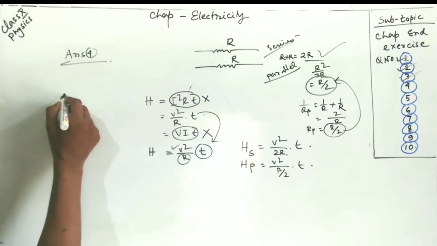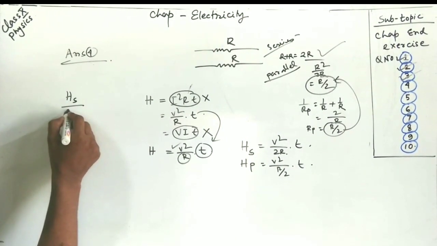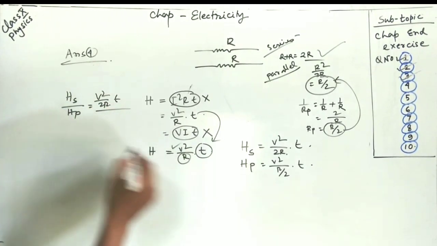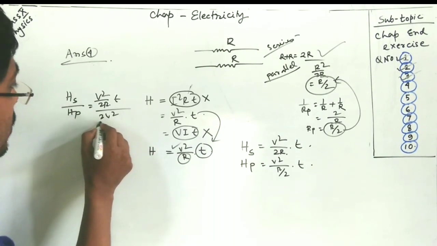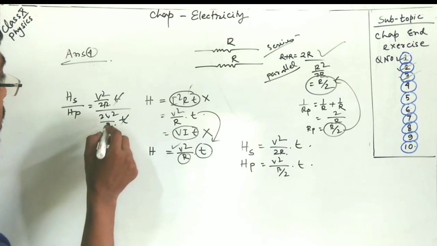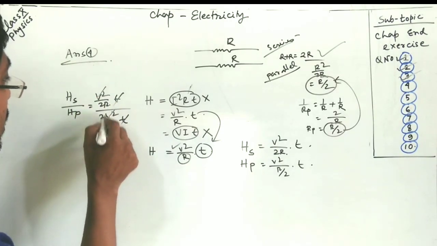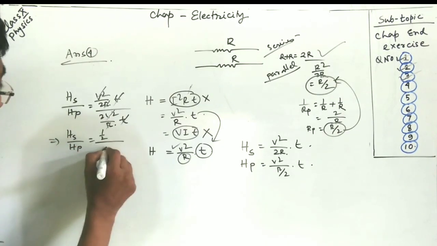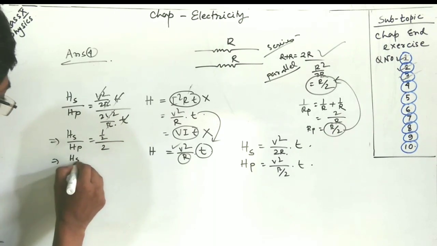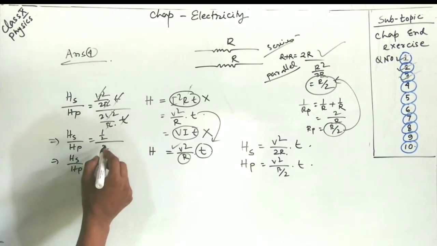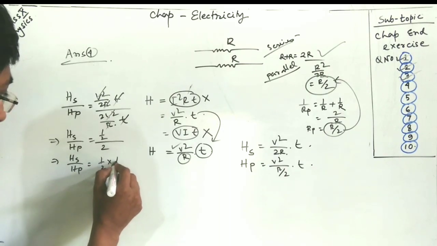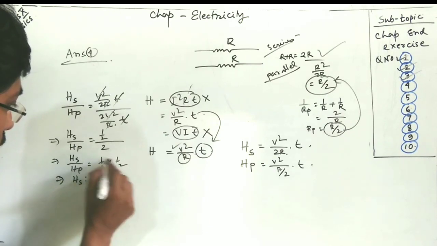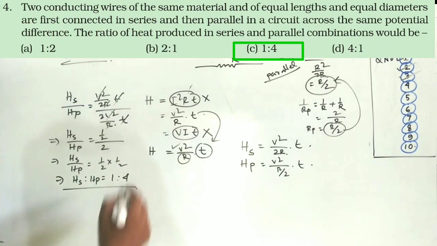So if we take the ratio HS by HP, it will be V square by 2R into T, divided by 2V square by R into T. So T cancels T, and V square, R cancel. This way HS by HP is equal to 1 by 2 by 2. So HS by HP is equal to 1 by 4. HS is to HP is equal to 1 is to 4.